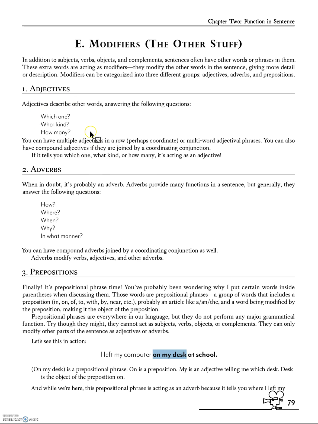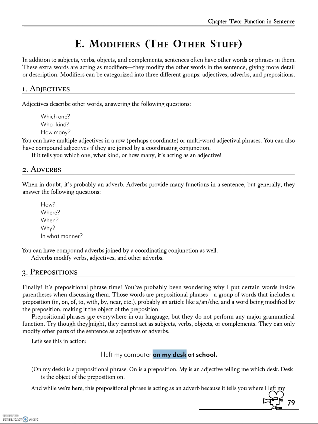Now, if it's not an adjective, then it might be an adverb. When in doubt, it's an adverb. We love adverbs in English. But an adverb will answer one of these questions: how, where, when, why, and in what manner. Now, if it's not doing one of those two things, it could be a preposition. Now remember, prepositions are those little words, in, on, of, by, and they tell you where something is in relation to something else. Usually they are spatial, or relative to something else.